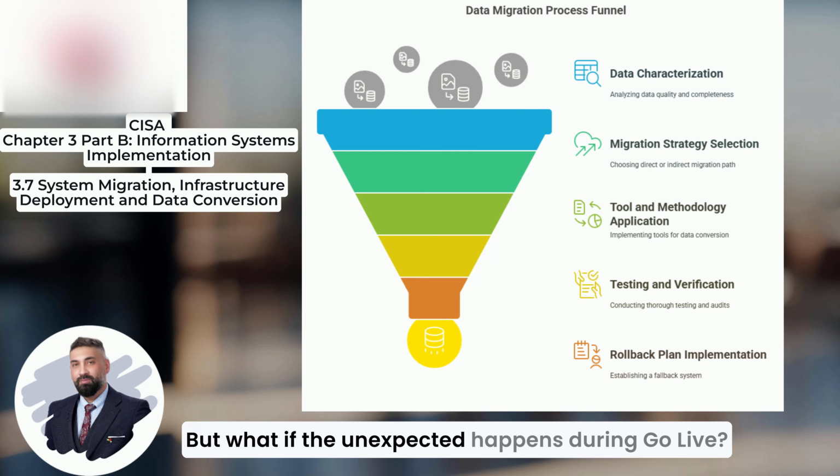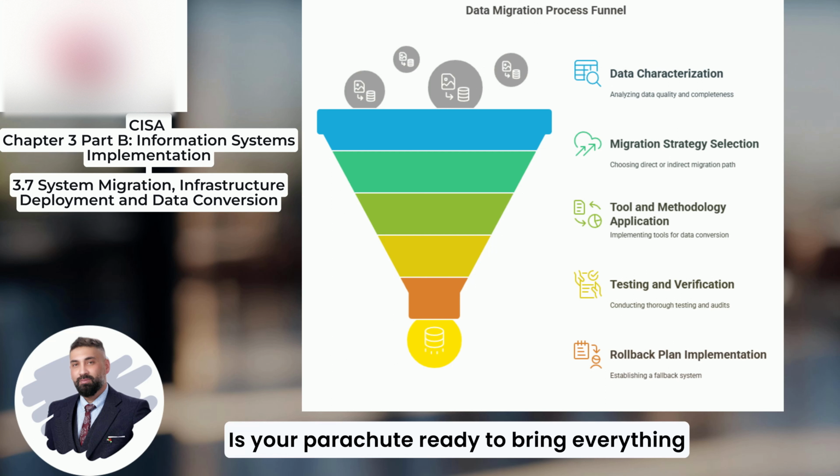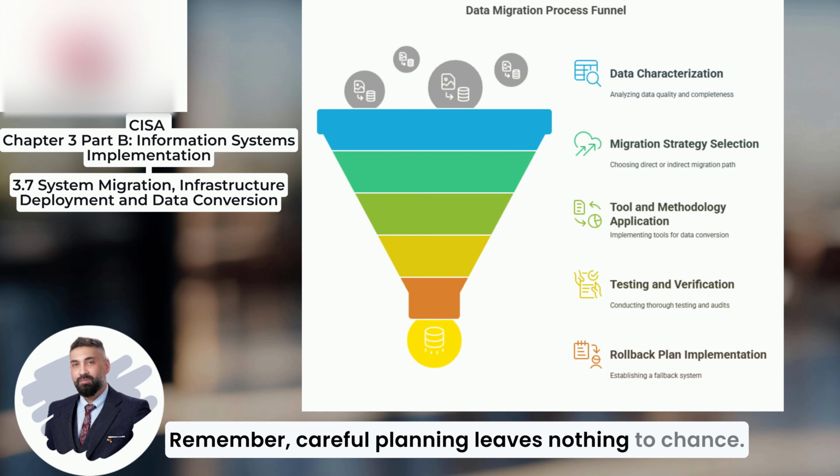But what if the unexpected happens during go live? This is where your rollback plan comes into play. A reliable fallback system is your parachute, ready to bring everything back to its original state if needed. Remember, careful planning leaves nothing to chance.